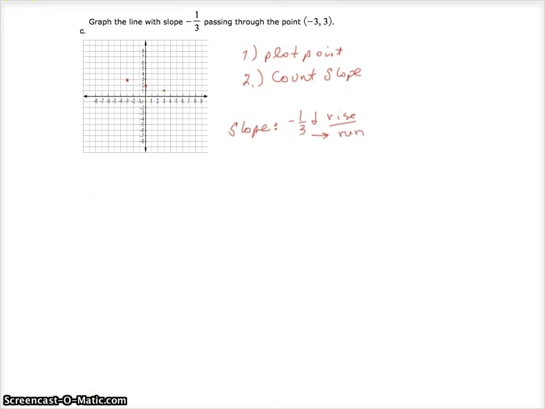And now I'm going to connect my dots. And now I have a line representing the point negative 3, 3, and a slope of negative 1/3. Down 1 over 3. So remember just to plot your point and count your slope to make another point.